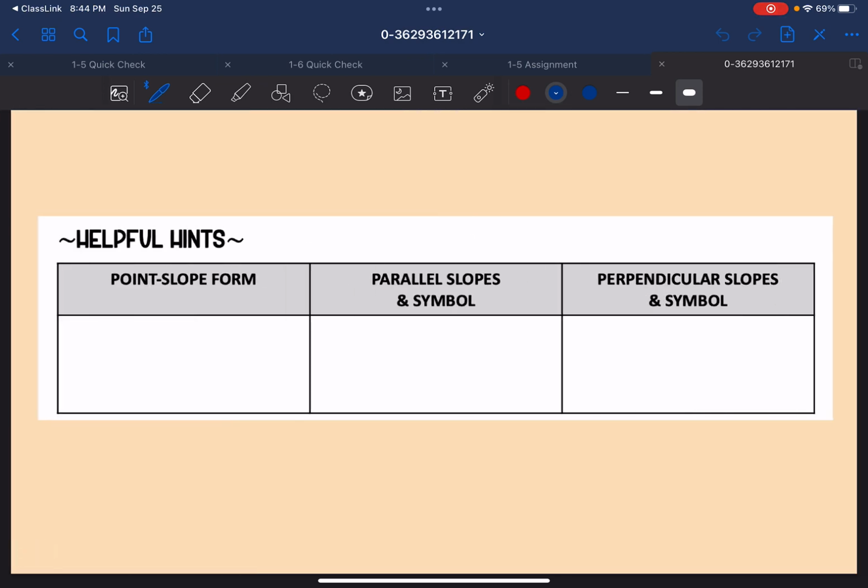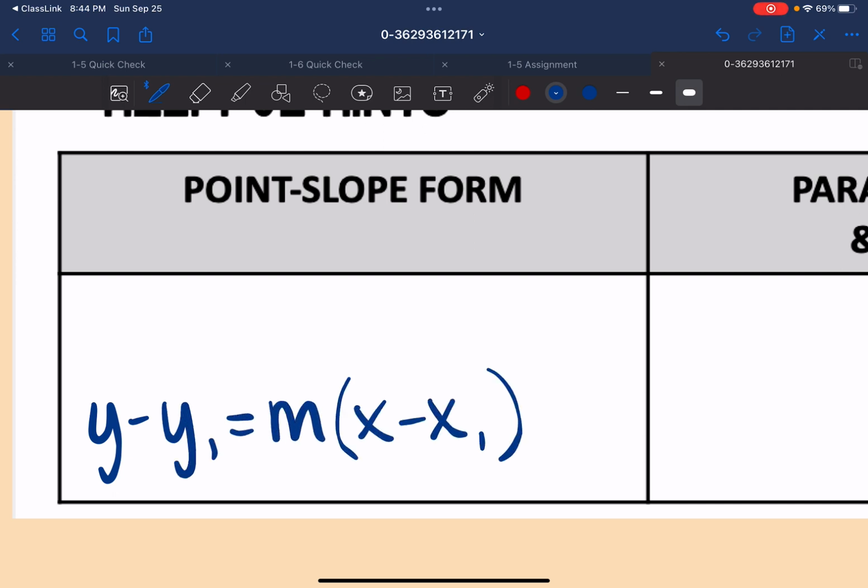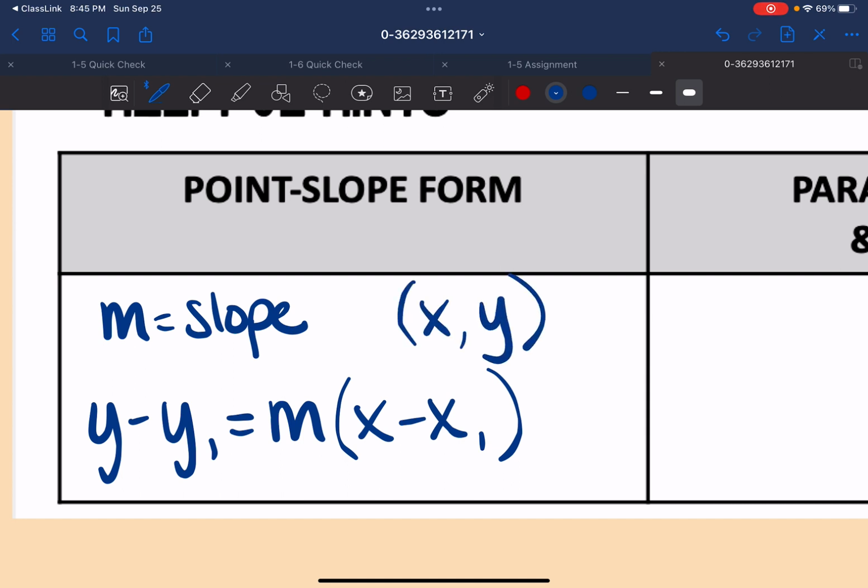So we're going to start here with our point slope formula. This is back in Algebra 1, but just as a review, we know y minus y1 equals m(x minus x1). So you always have m representing your slope, and you're going to be given a point. Go ahead and remind yourself, slope goes there, your x value will go here, and your y value will go there. We'll look at how to manipulate that equation in just a little bit.